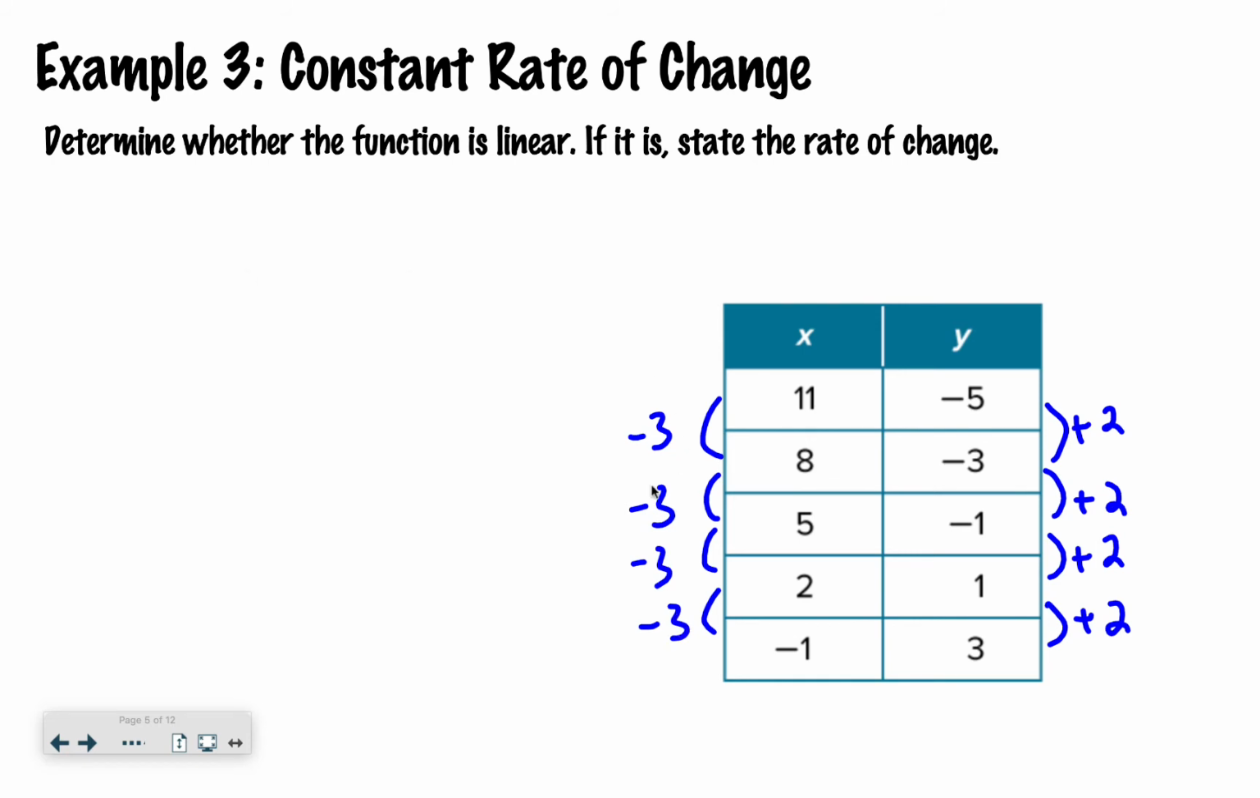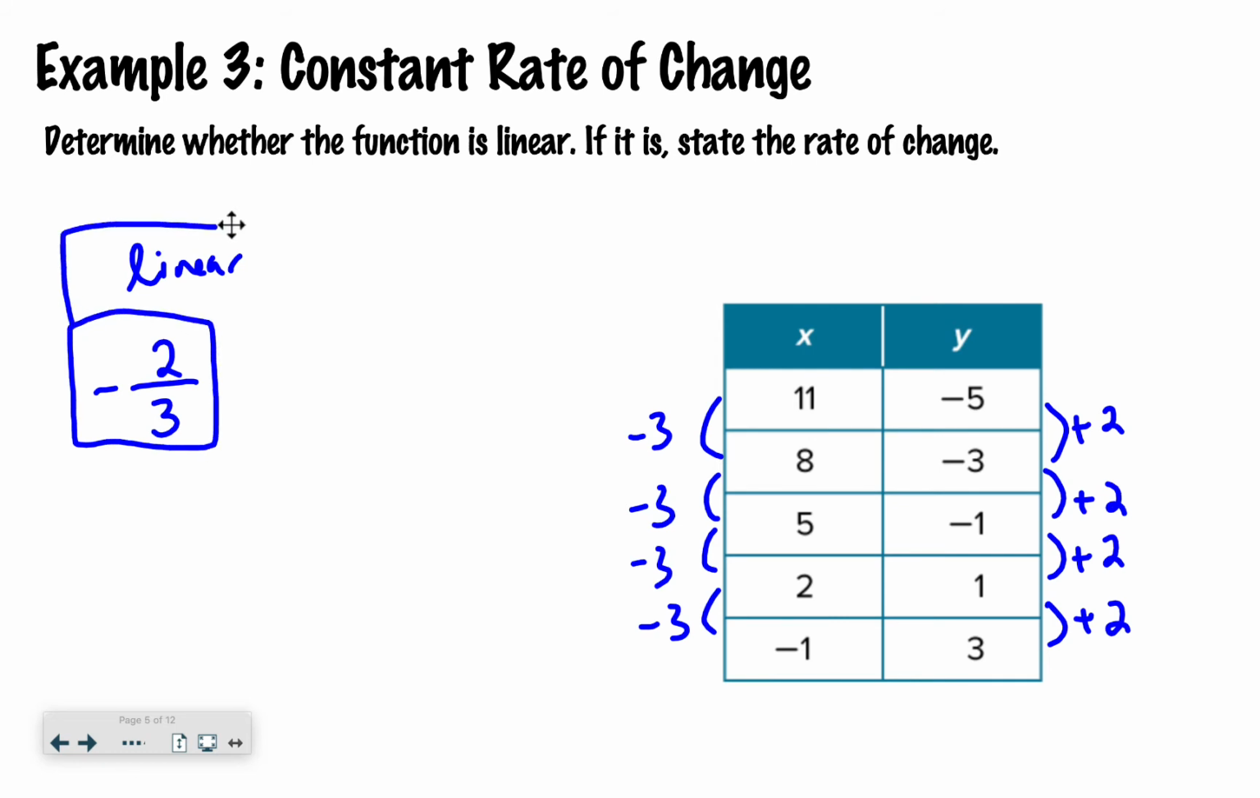So since all of these are the same, the y's are all 2's and the x's are all 3's, this function is linear, and its rate of change is your y over your x. And then that negative just gets put in front of the fraction. So you would say it's linear and its rate of change is -2/3.